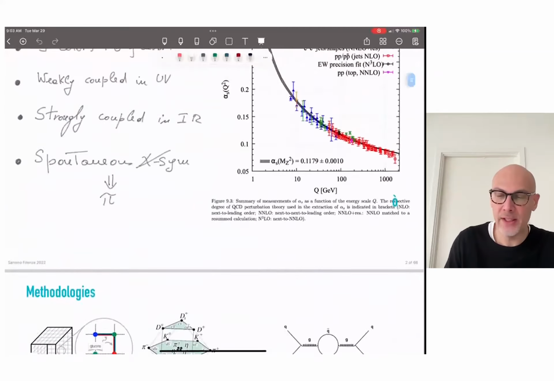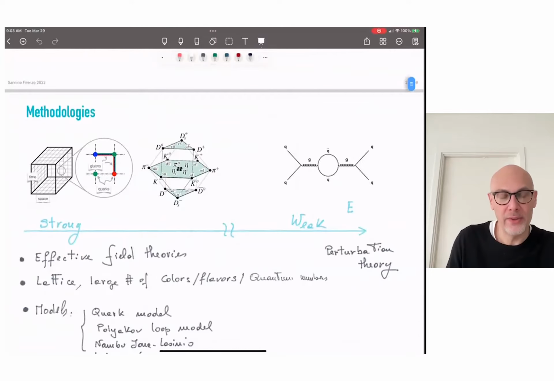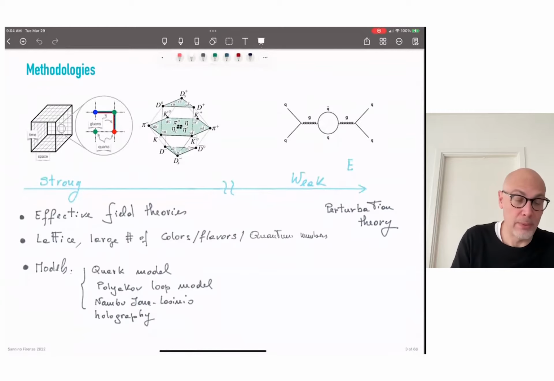How do you study this theory? Well, this theory has been investigated in many ways, right? And here there is a little bit of an overview of the various models and methods that have been used to investigate this theory. At very, very, very large energies, we can employ perturbation theory. As the energy scale lowers, the theory becomes more and more strongly coupled, and we can only study corners of the strongly coupled dynamics using, for example, effective field theories, and this, for example, the chiral Lagrangian.